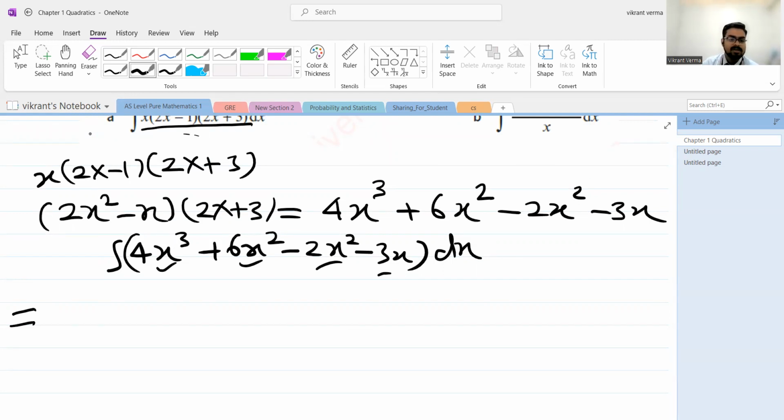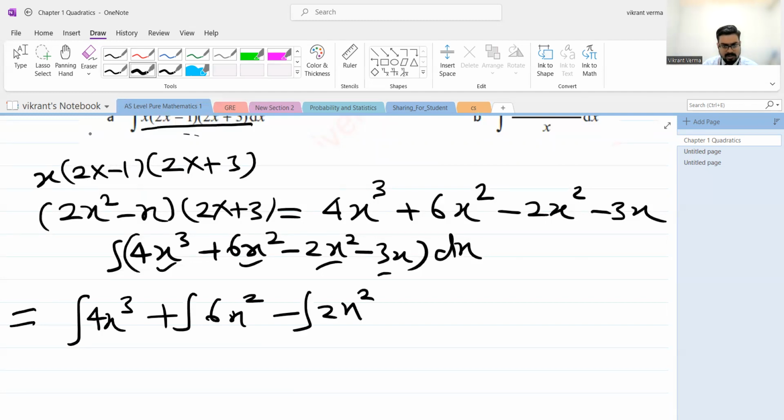different terms. The rule says that even if you have two or more than two terms like that, if they are separated by addition or subtraction, you can distribute it over the integral sign. So it will be like this: 4x cube plus 6x square, then minus 2x square, then minus 3x dx.